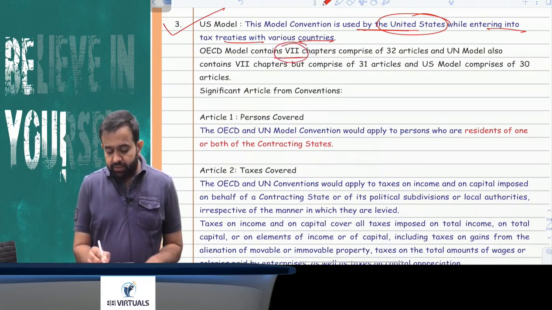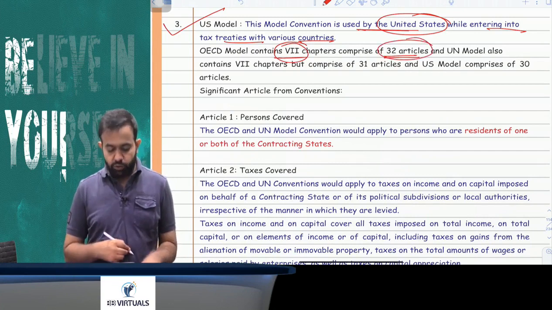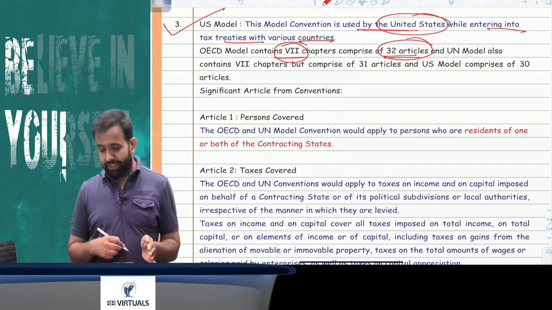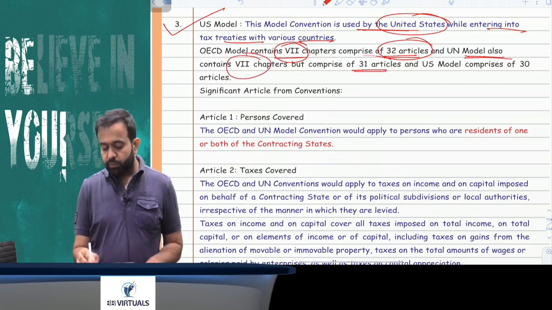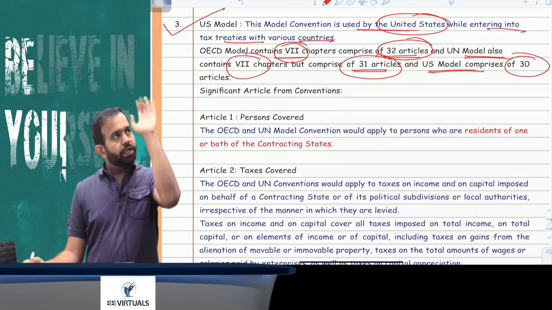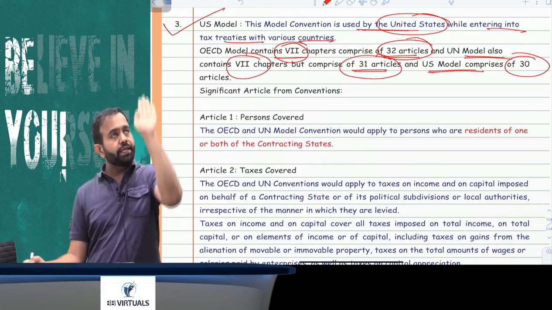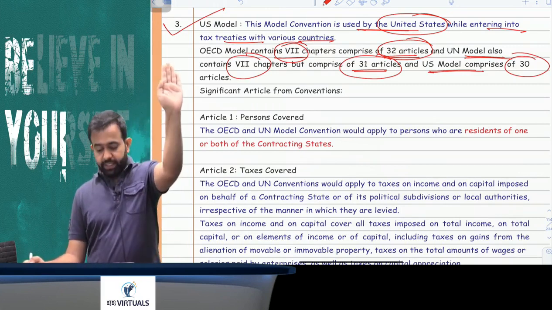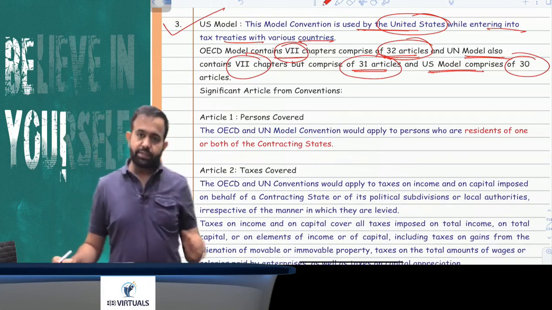The OECD model contains 7 chapters and comprises 32 articles. So in the OECD model there are a total of 32 articles, and the UN model also contains 7 chapters but comprises 31 articles. The US model comprises 30 articles. So I can say that OECD 32, UN 31 and US 30. So OECD, UN and US. OECD 32, UN 31 articles, and your US is 30 articles.